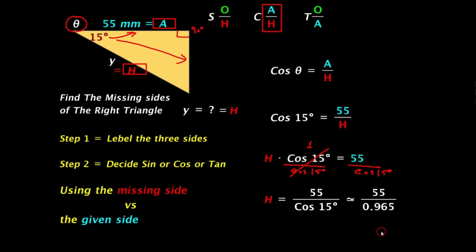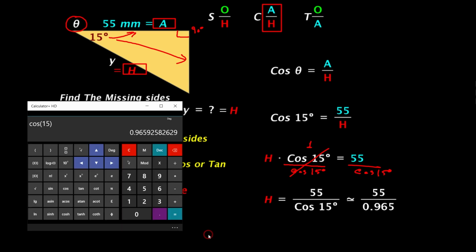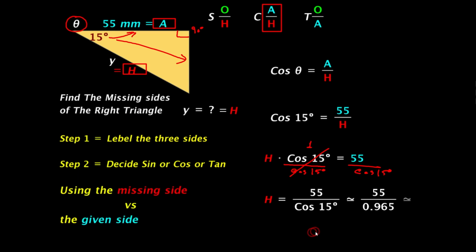And again, we need the calculator. So we should be dividing 55 by the value of cosine of 15 degrees, 0.956 or 0.96, same thing, equals 56.99. We will round off the value as 57. We always round off values, so 57 millimeter is the answer.